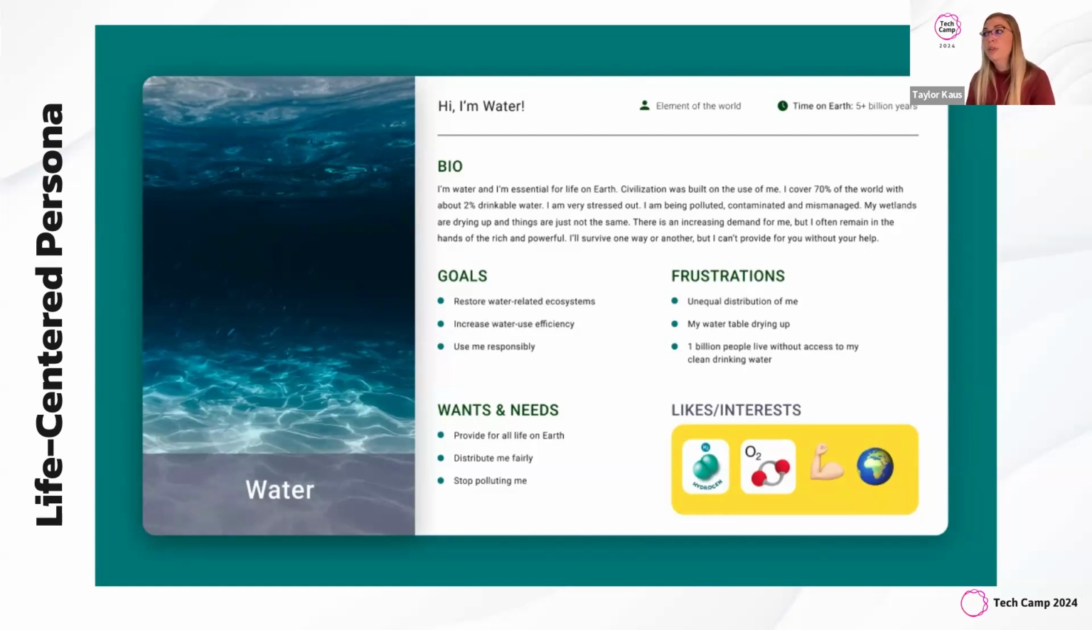Goals: to restore water-related ecosystems, to increase water use efficiency, and to use me responsibly. Frustrations: the unequal distribution of me. My water table is drying up, and 1 billion people live without access to my clean drinking water. Wants and needs: to provide for all life on Earth, to distribute me fairly, and to stop polluting me. My likes and interests: hydrogen, water, power, and the Earth.